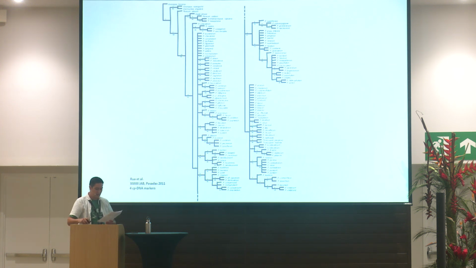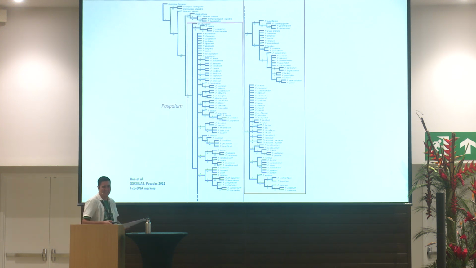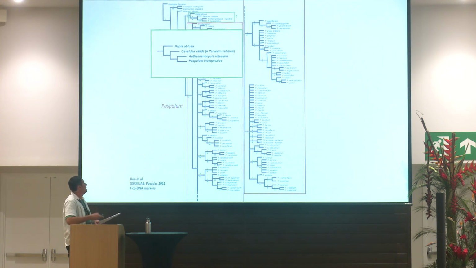Further studies done by Hugo and co-workers, unpublished data, involved 156 Paspalum species using the same 4 plastid DNA markers, and also generated poorly resolved trees. I can't speak too fast. So again, poorly resolved. And here, once again, plastid markers showing Paspalum inaequivalve outside Paspalum.